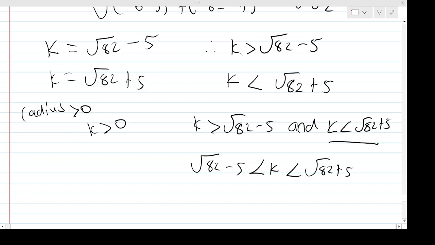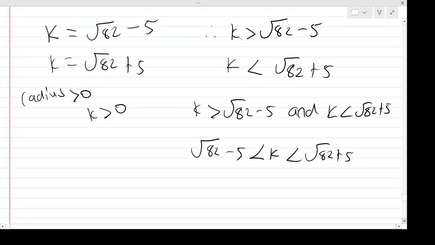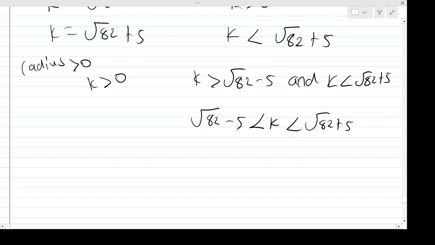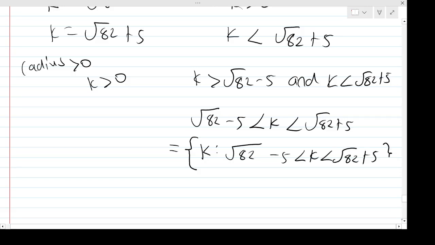Then therefore in set notation, again, remember we covered set notation when we looked at solving inequalities. When we give an inequality like this as a set notation, it's the same as a curly bracket of the values of K such that, and then we copy this inequality in. Root 82 minus 5 has to be less than K, has to be less than root 82 plus 5, okay? So that's a curly bracket, which stands for the set of values of K, and then this colon means such that, and then K has to be between these two numbers. There we are. Okay, final monster question dealt with.